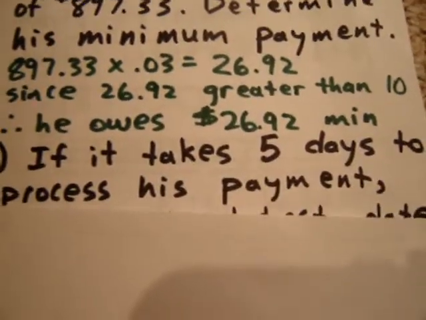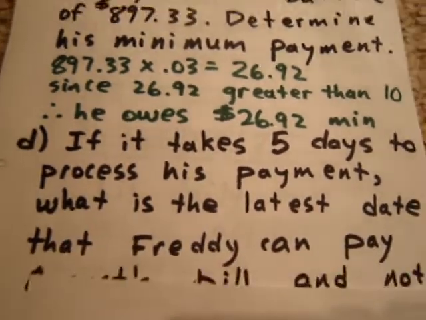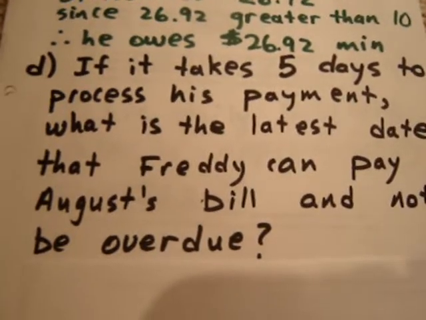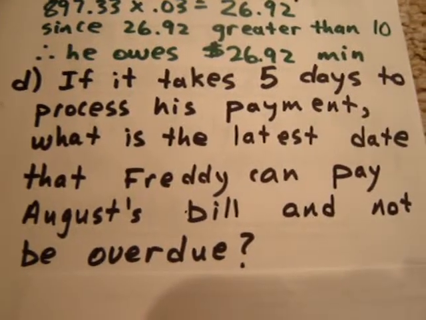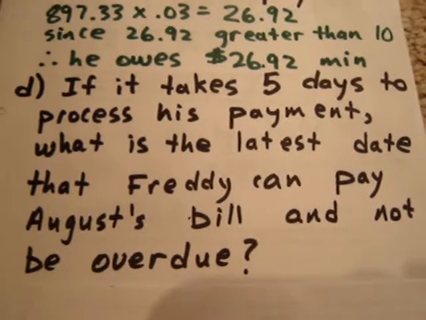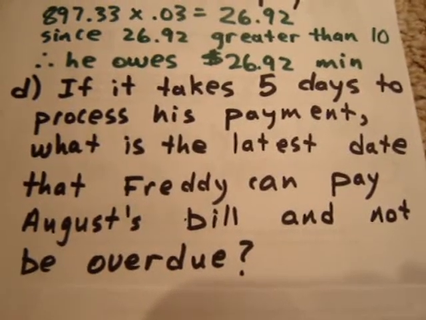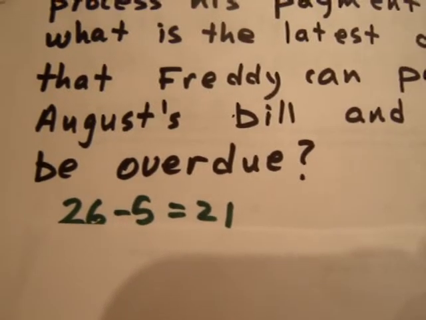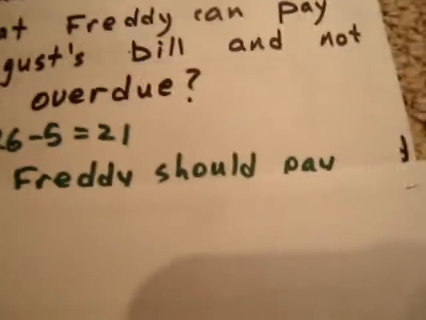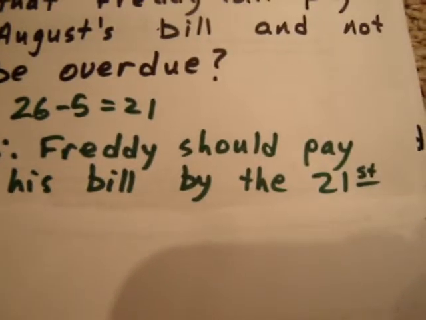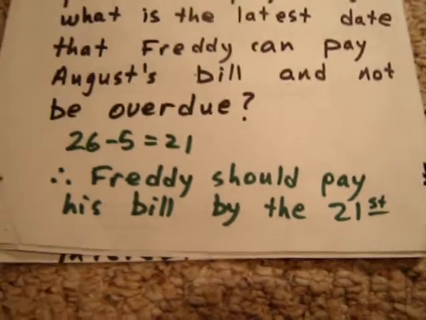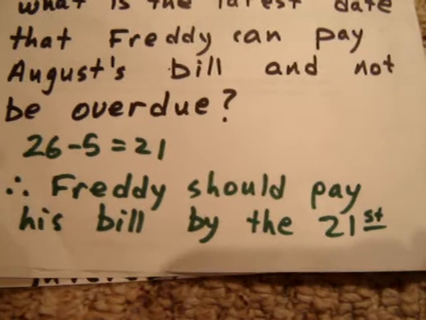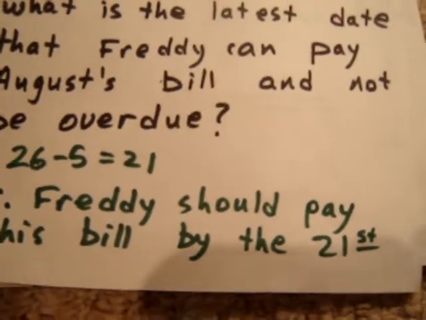Next question says it takes 5 days to process his payment, so what's the latest date that Freddie can pay August's bill and not be overdue? This is where people sometimes run into trouble. Just because he makes his payment on the 26th doesn't mean that they receive his payment on the 26th. So he should subtract 5 days from the 26th, which brings him to the 21st, and therefore he should pay his bill by the 21st, give them 5 days to process it, which gets them the money by the 26th, so he's within the 21-day grace period.